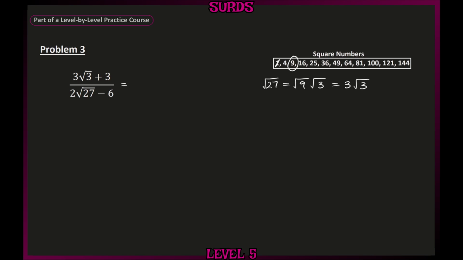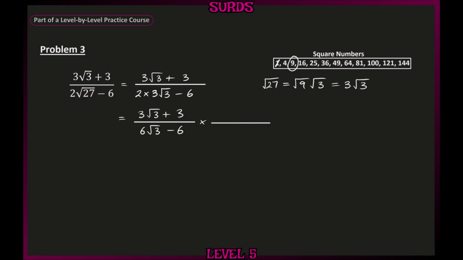So our original fraction becomes 3 root 3 plus 3 divided by 2 multiplied by root 27, which we can now write as 3 root 3 minus 6. And if we simplify that denominator again, 2 multiplied by 3 root 3 becomes 6 root 3. So we have 6 root 3 minus 6. Now that we've simplified, we're ready to rationalise, and we could actually simplify this fraction even more by dividing everything top and bottom by 3, but let's leave it as it is for now, and we're just going to multiply the denominator by the conjugate of 6 root 3 minus 6, which is 6 root 3 plus 6.